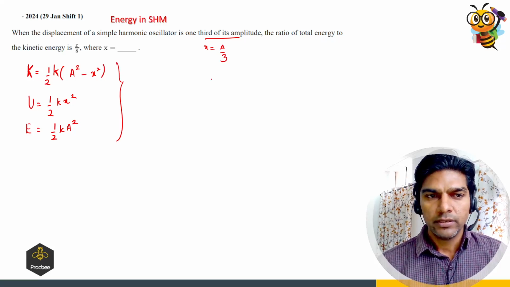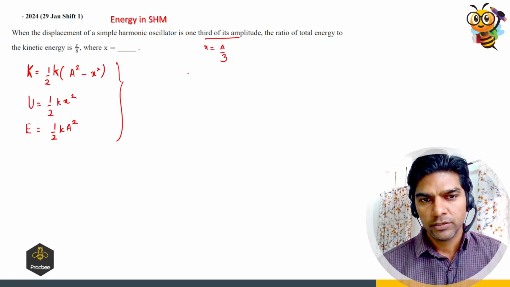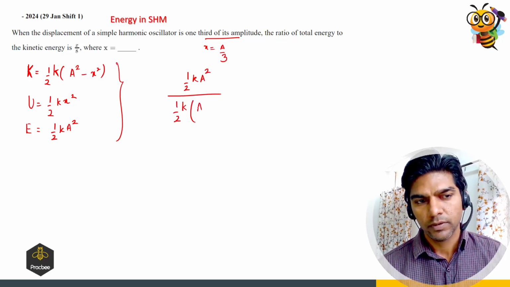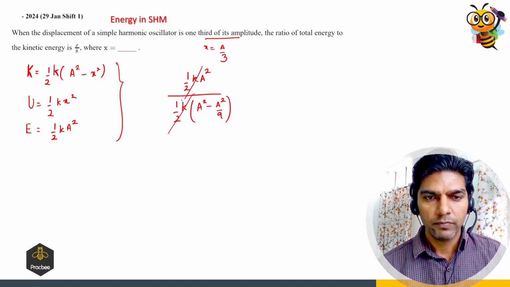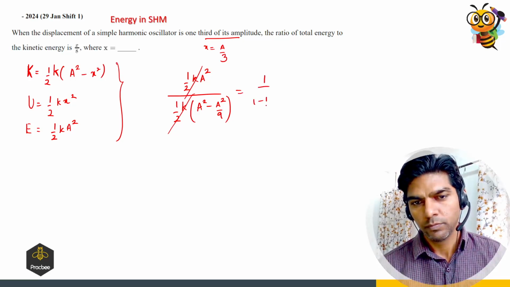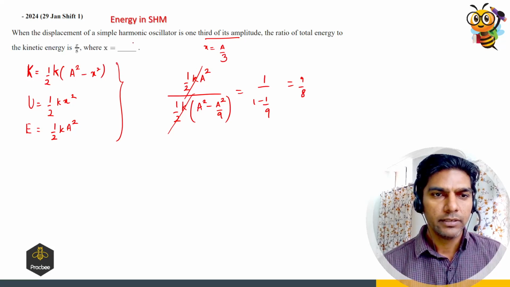So ratio of total energy to the kinetic energy. So total energy is half k a square, and the kinetic energy will be half k (a square minus a square by 9). So this half k will get cancelled out. A square will also get cancelled out. So 1 upon 1 minus 1/9. So that will be 9 by 8. So 9 is the answer of this question.